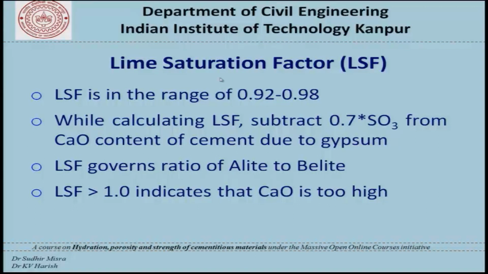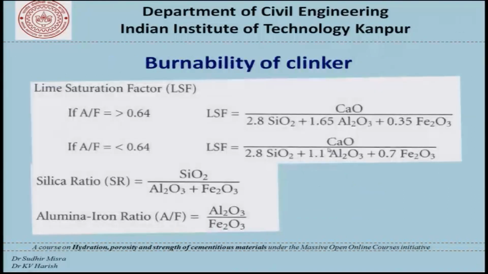Now, the significance of lime saturation factor and some information about LSF is shown. Lime saturation factor at the plant level is fixed to be in the range of 0.92 to 0.98. While calculating lime saturation factor, we need to subtract 0.7 times SO3 from the calcium content of cement, and this is arising primarily from gypsum. What does it mean? If you see the formula here, we are using calcium oxide as one of the parameters to find out lime saturation factor. Remember that this calcium oxide should not be from gypsum.